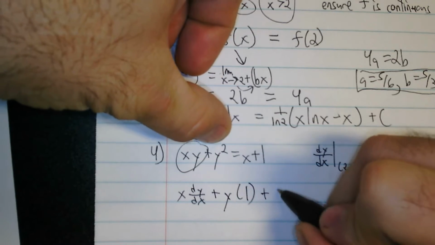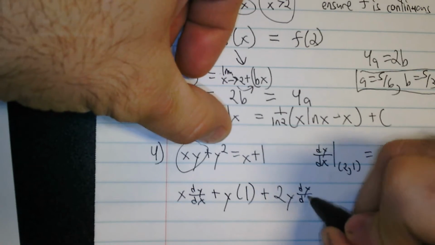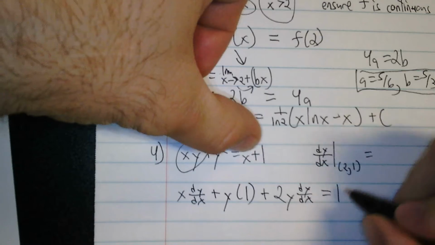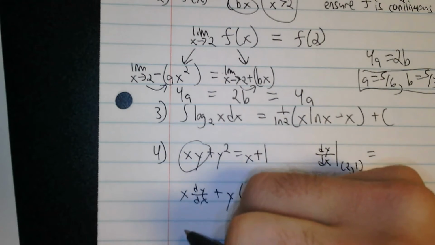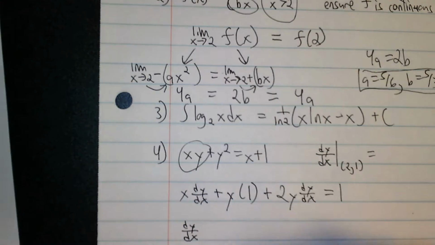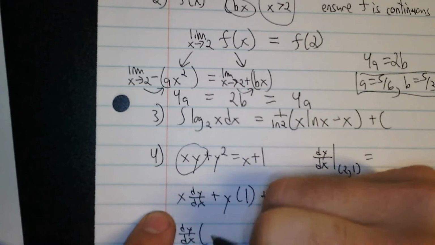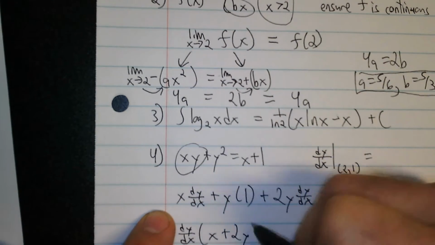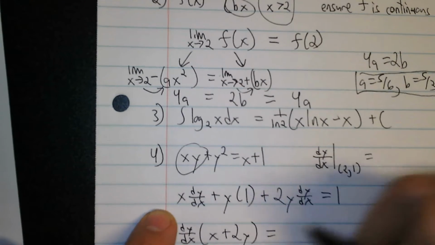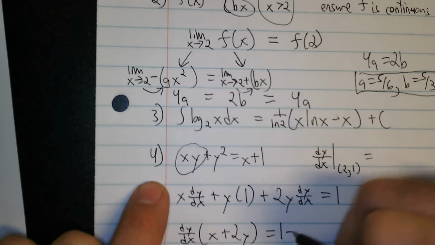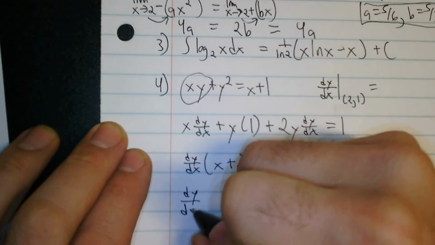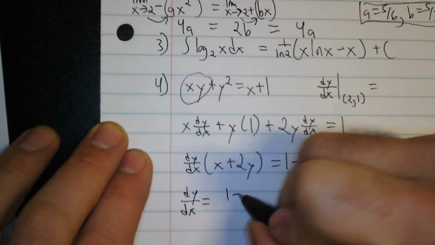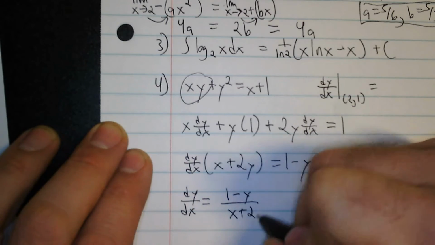More implicit differentiation. 2y dy/dx equals derivative of x is 1, derivative of 1 is 0. So no problem. Now we isolate dy/dx, and you get dy/dx times these two terms, x plus 2y, equals 1 minus y, or dy/dx equals (1 minus y) over (x plus 2y).